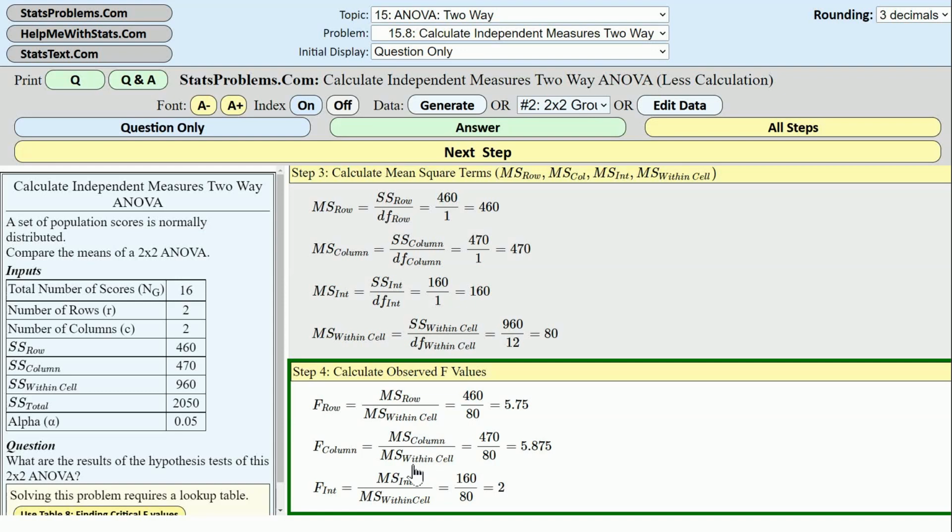In this example, F column equals 470 divided by 80, which works out to 5.875. The observed F value for the interaction effect, F int, is equal to the mean square interaction, MS int, divided by the mean square within cell, MS within cell. In this example, F int equals 160 divided by 80, which works out to 2.